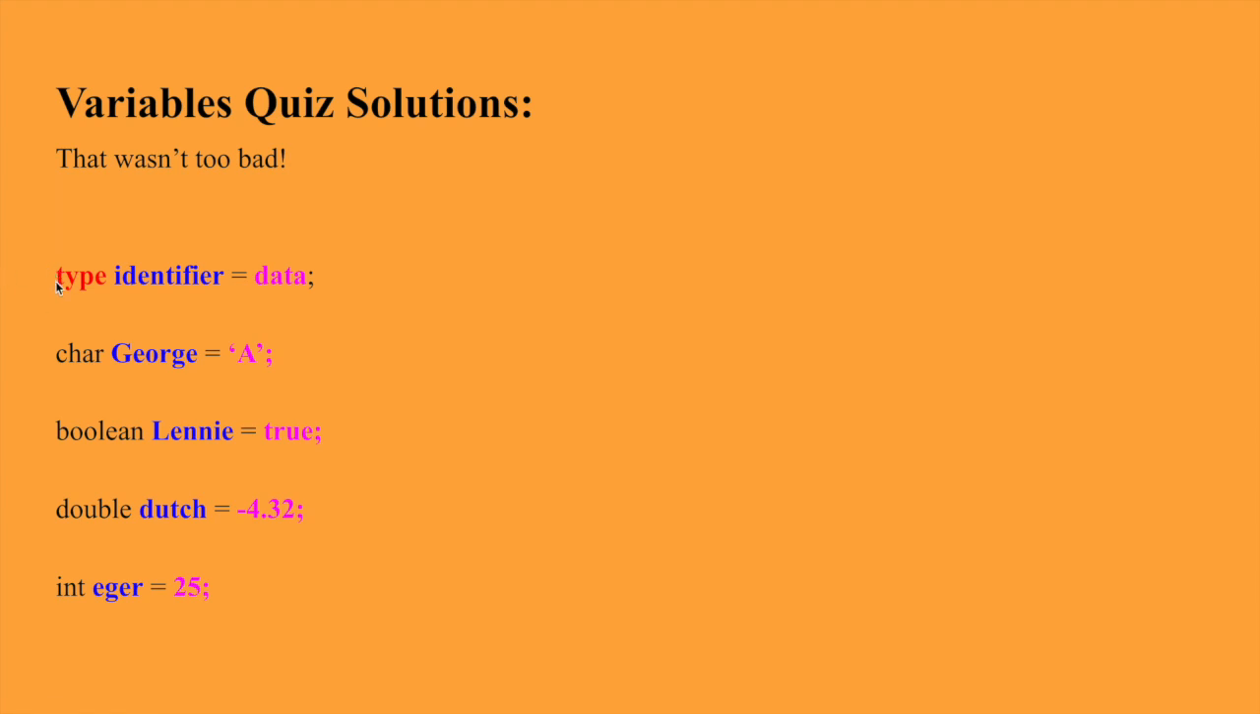So that wasn't too bad. Following the format type identifier equals data semicolon, we see what's stored there is a character, and so that has to be char. And Lenny equals true, and booleans can only take true or false, so that's definitely a boolean. Negative 4.32 is a decimal; it can't be an integer, and so it's a double. 25, it could technically be stored as a double, but what makes most sense is storing it as an integer, because if you wanted to make it explicitly a double, you would put 25.0.